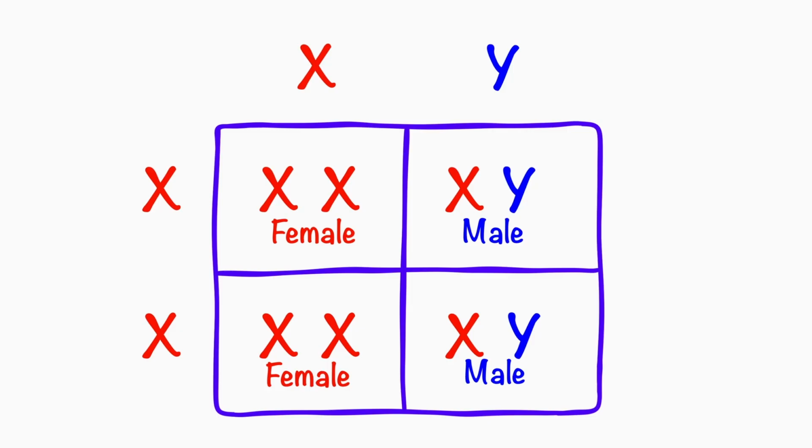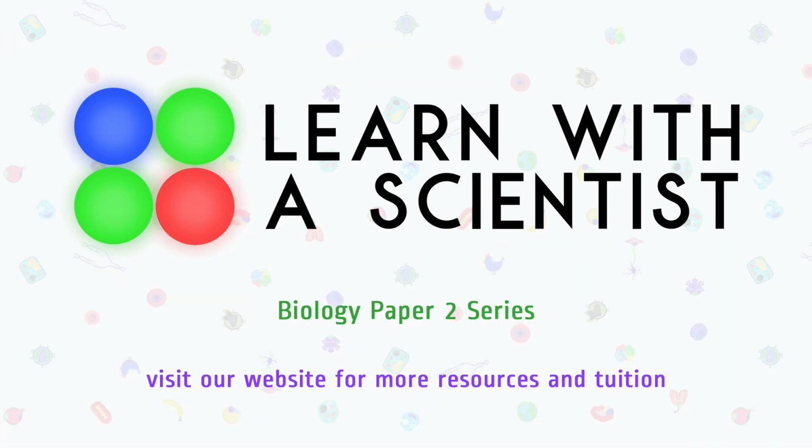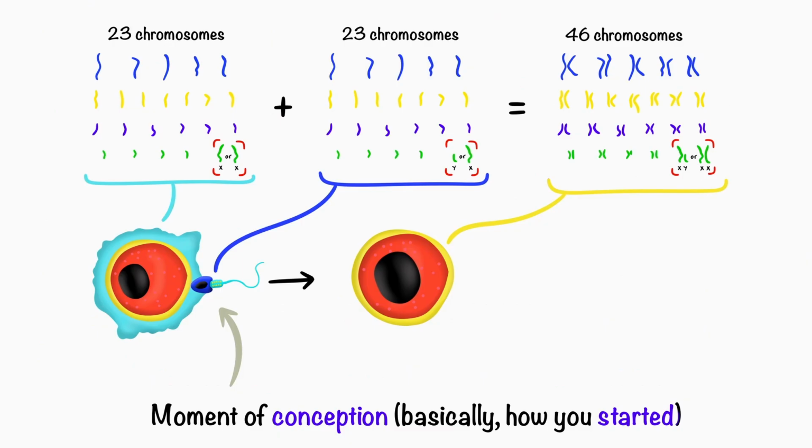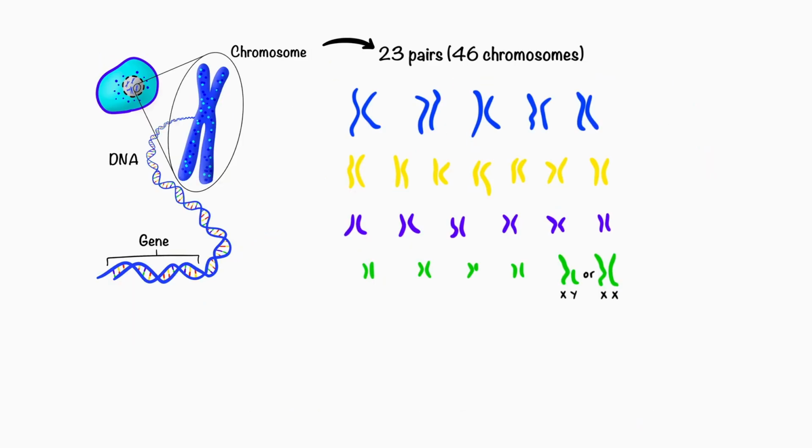In this brief episode, we'll explore how your biological sex is determined at the moment of conception by specific chromosomes. Understanding this process helps explain one of the fundamental aspects of human development. Let's begin by recalling what we've learned about chromosomes.